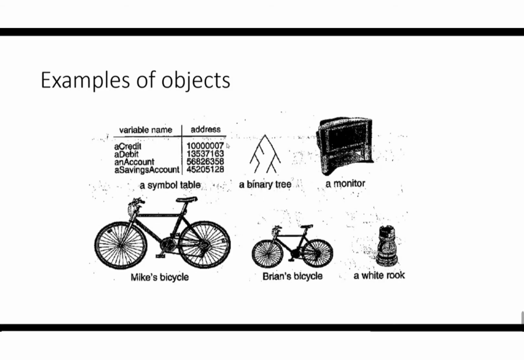And these are examples of objects. A table can be an object. A binary tree, a monitor. It is concrete. A bag, Max's bag, Brin's bag. It means they are two different bags. All of them have different IDs. They are distinguishable in the system, although they are the same kind of bag. All of them are bags.